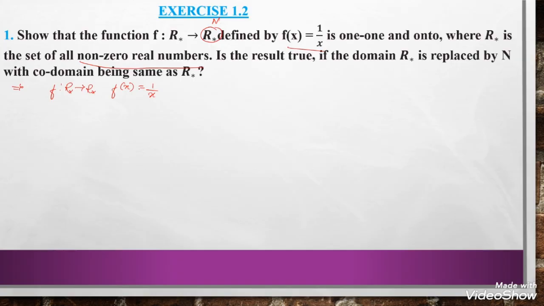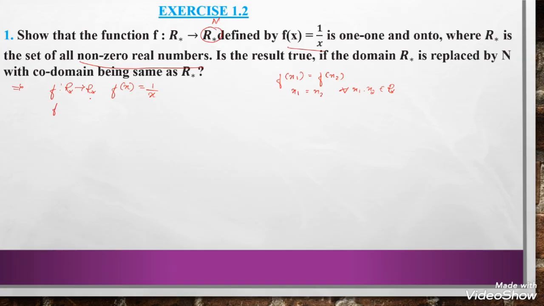We have to check whether the function is one-one or onto. According to the definition of a one-one function, if a function f from X to Y, every element of the domain has a distinct image in the codomain. That is, f of x1 is equal to f of x2, then x1 is equal to x2 for every x1, x2 belonging to the set of non-zero real numbers. This is the definition. Now I apply the definition here.